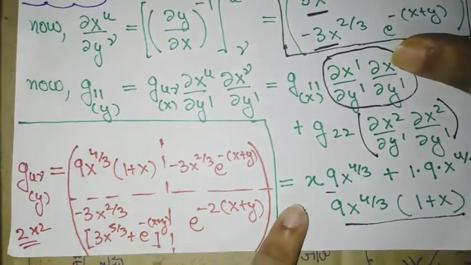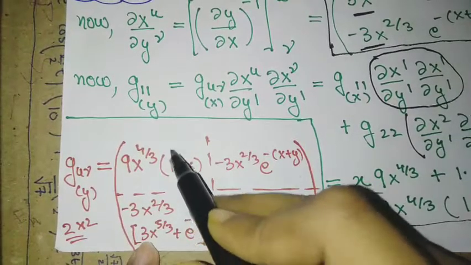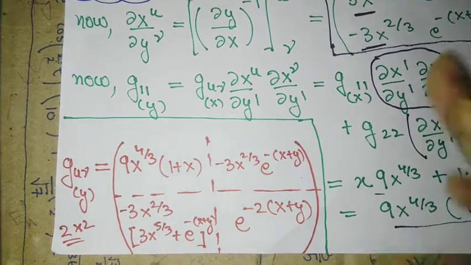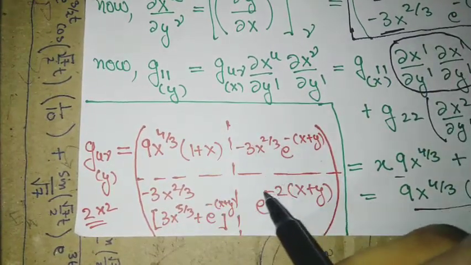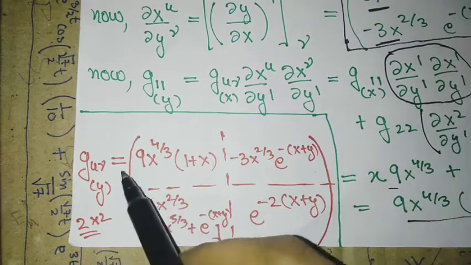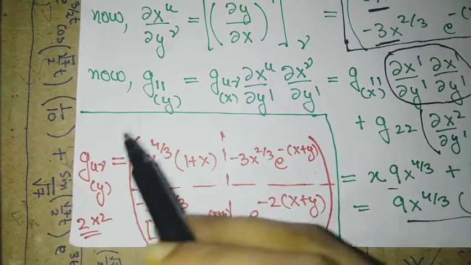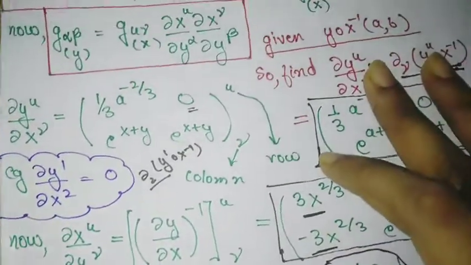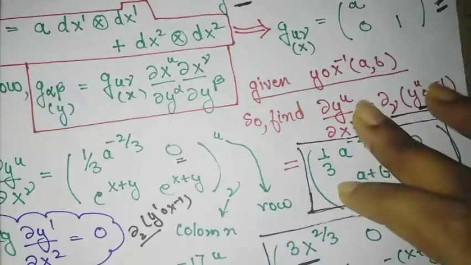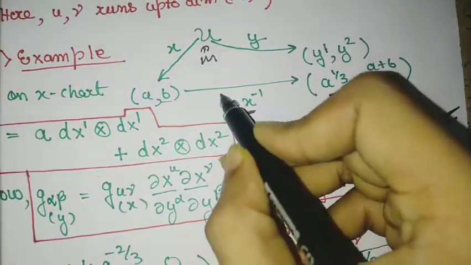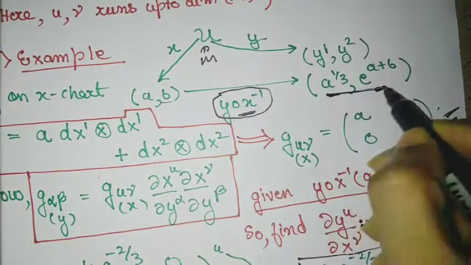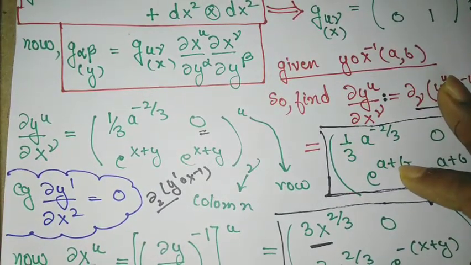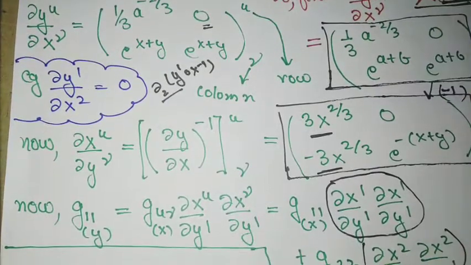In a similar fashion, I can compute each of the components g11, g12, g21 and g22. And this is the final 2 by 2 matrix, which is the chart transformation of the 0-2 tensor in the X chart to the 0-2 tensor in the Y chart. This chart transformation was rather tedious, but generally the way to perform such a metric chart transformation is precisely in this fashion.